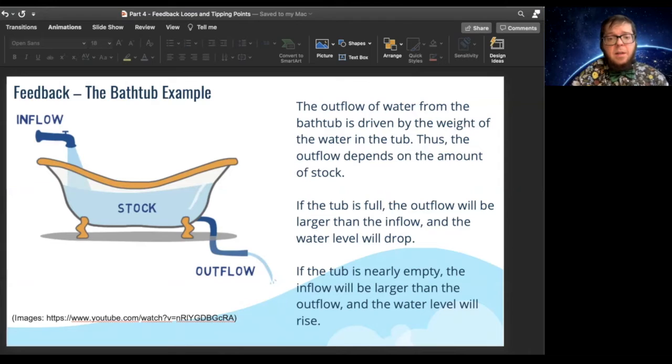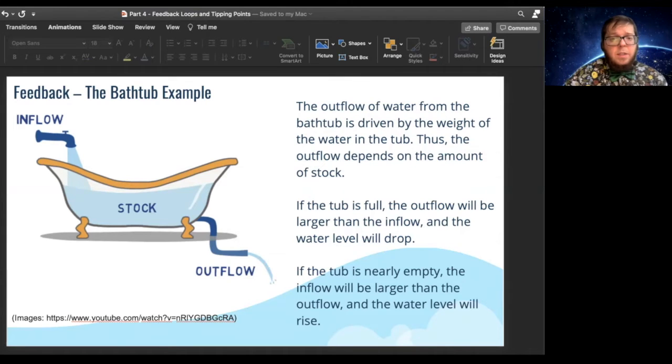If I have a bathtub that is partially full of water, I call that my stock. However much water is in the bathtub, say 10 gallons, is how much stock of water I have in the bathtub. There's an inflow of water because the faucet is on and running. Let's say it's 1 gallon per minute. And I have maybe some outflow, the water is draining. If that's also 1 gallon per minute, then I have a balanced flow.